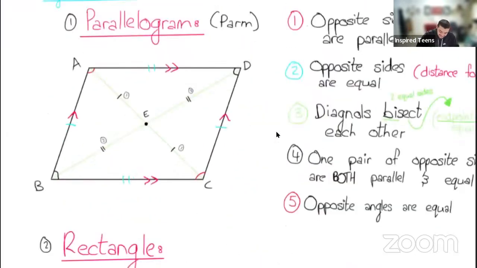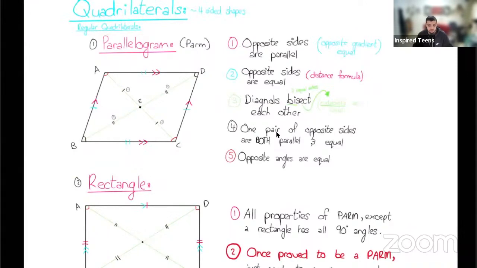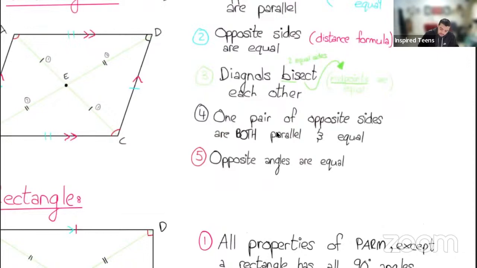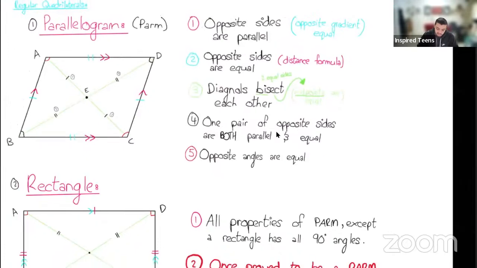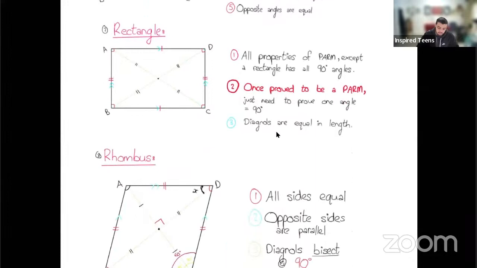Diagonals bisect each other, meaning they cut each other into two equal halves. This diagonal cuts here, cuts there. This diagonal cuts here, cuts there. So basically their midpoint is both E. They both have the same midpoint, E, with the same coordinates once we put it into a Cartesian plane. And then one pair of opposite sides are both parallel and equal, opposite angles are equal. So if you prove any of these, you've proven it's a parallelogram, by the way. This is just another thing maybe for Euclidean.